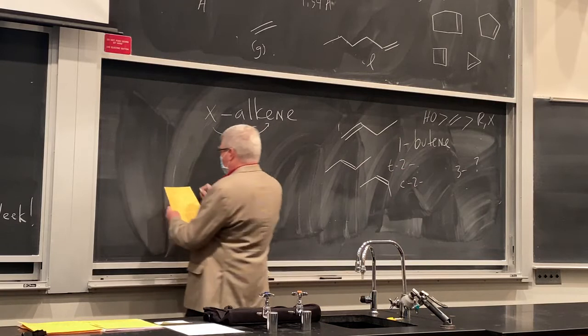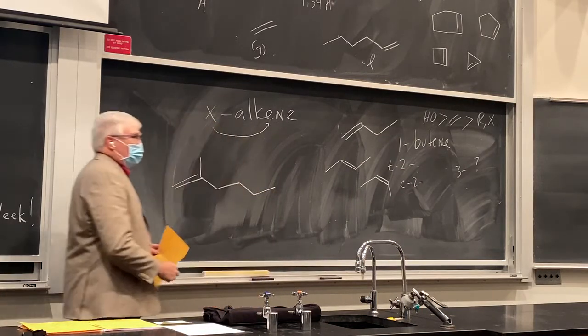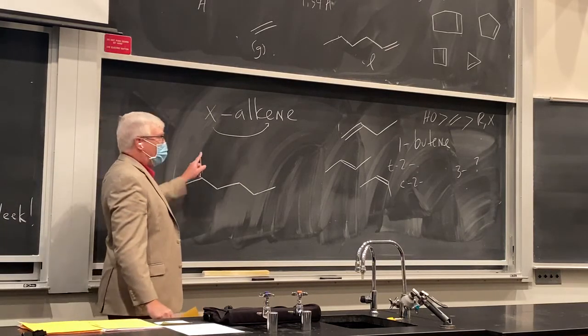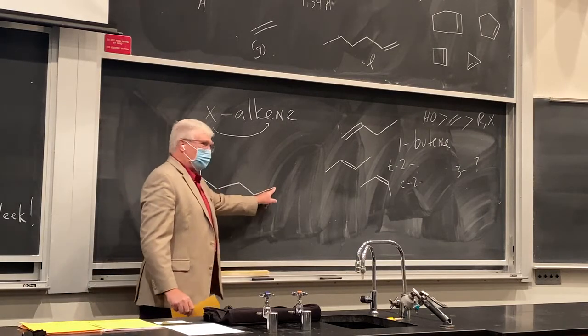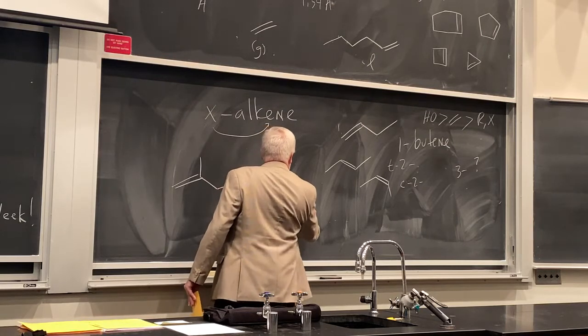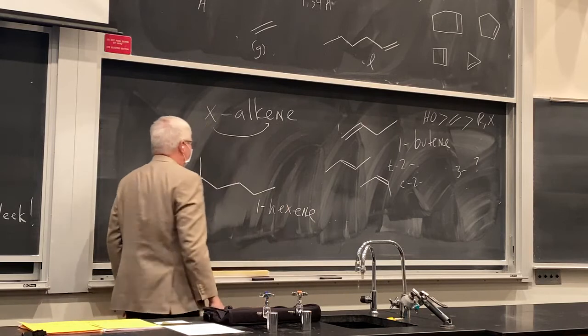How about this one? Okay. So our longest chain is what? 1, 2, 3. Is it a propene? No. 1, 2, 3, 4, 5, 6. Is it a hexene? Yep. Hexene. And the 1 position is where the alkene is.